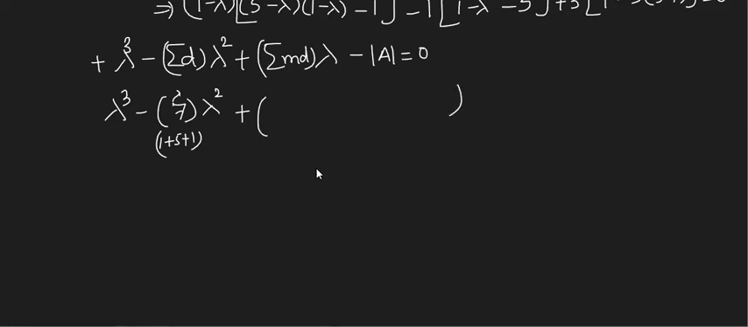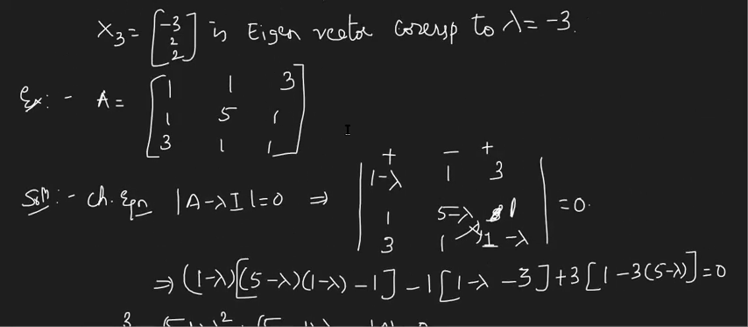Plus, see, this is a little different. This is the minors of the diagonal elements. Minor means, which is the first diagonal element? 1. So the minor of this means, this lies in which row? First row and first column. Leave those two and find the determinant of the remaining elements. That is the minor of this one.